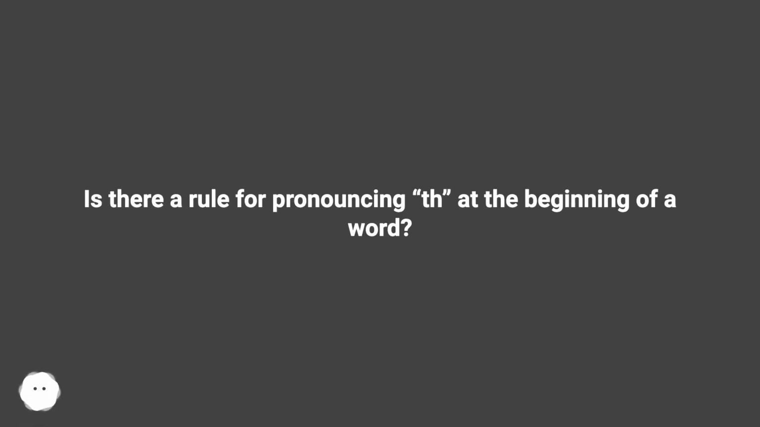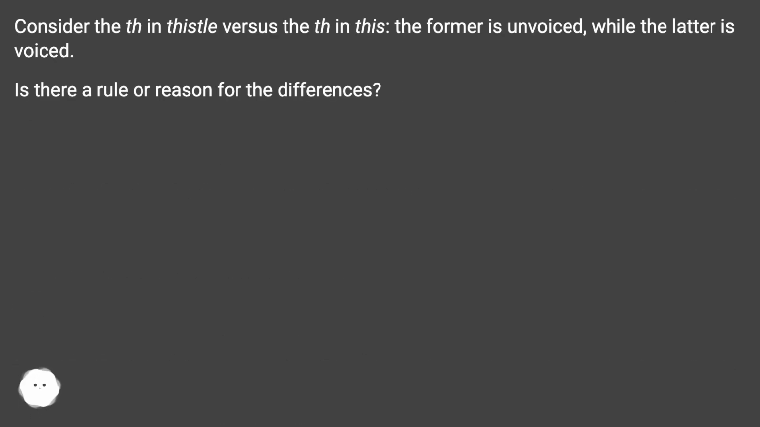Is there a rule for pronouncing th at the beginning of a word? Consider the th in thistle versus the th in this. The former is unvoiced, while the latter is voiced. Is there a rule or reason for the differences?